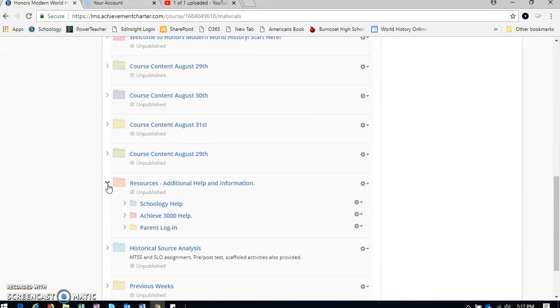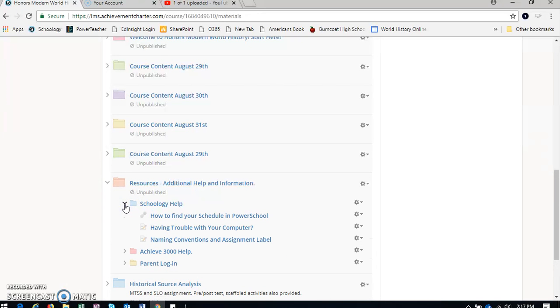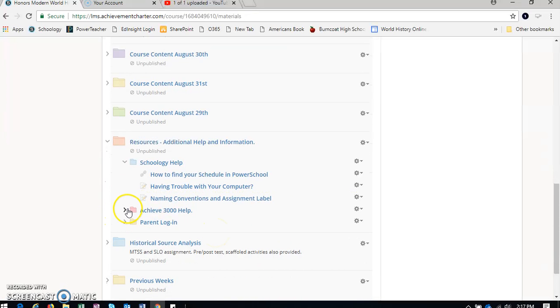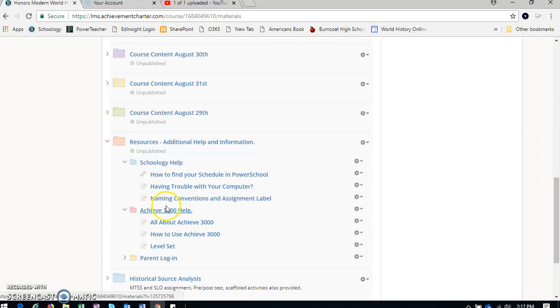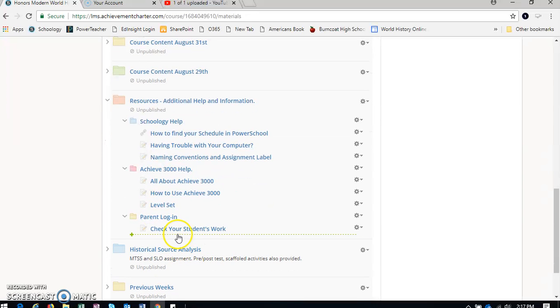In the resources folder, you'll see some different little helps and information, websites sometimes, Schoology help like finding your schedule in PowerSchool, trouble with your computer, and naming conventions and assignment information as well. We also have Achieve 3000 help here, all about Achieve 3000, how to use Achieve 3000, and then information about the level set. And then if your parents or your guardians would like to check your grades or progress in the course, there's a video here that explains how they can do that.